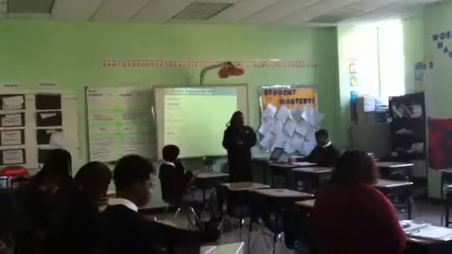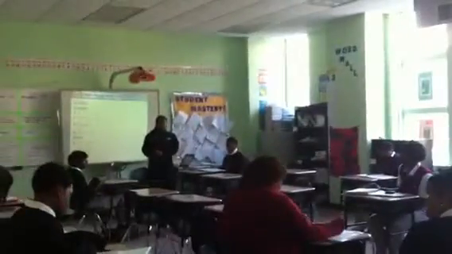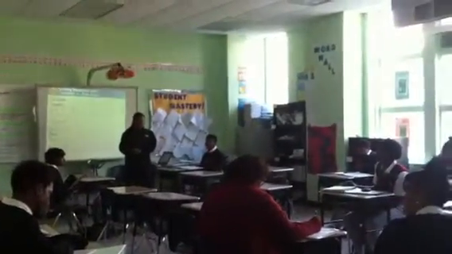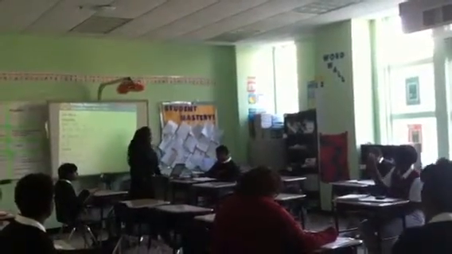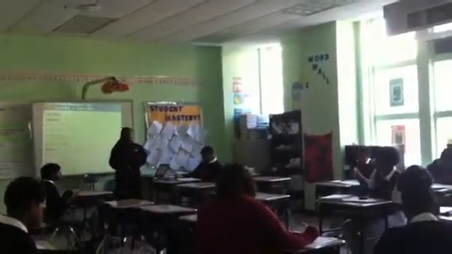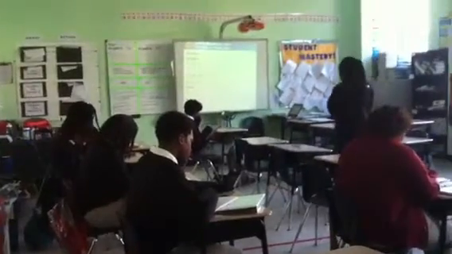Next one, 1/3 times 6x plus 9. Go ahead. 2x plus 3. Very good. Can you tell us how you got that answer? Then multiply 1/3 by 6, you keep the x. Then you multiply 1/3 by 9, you add the plus sign. Very good.